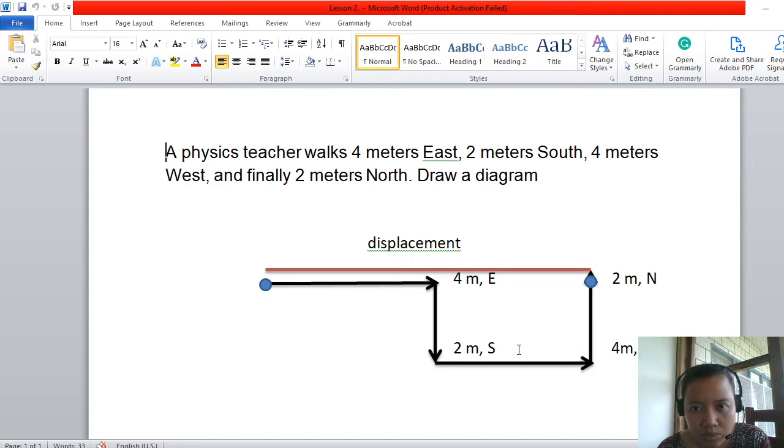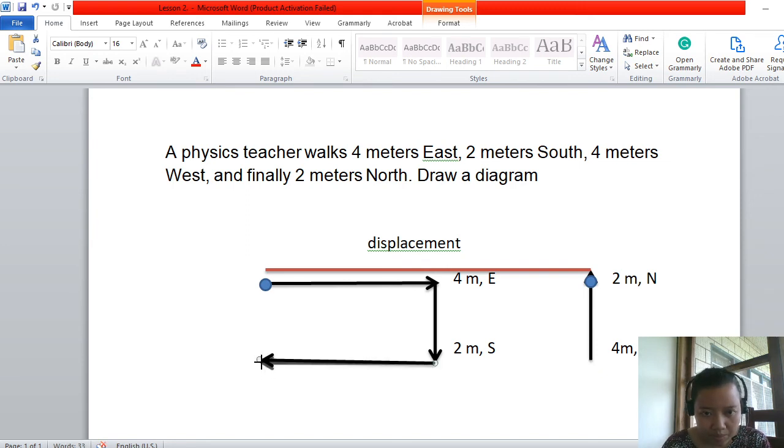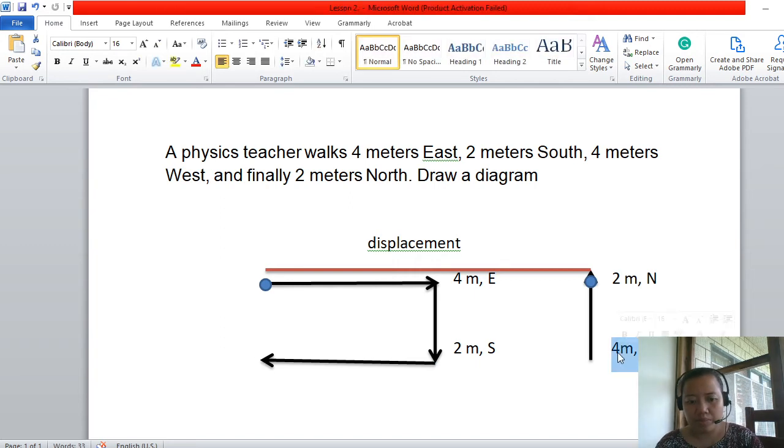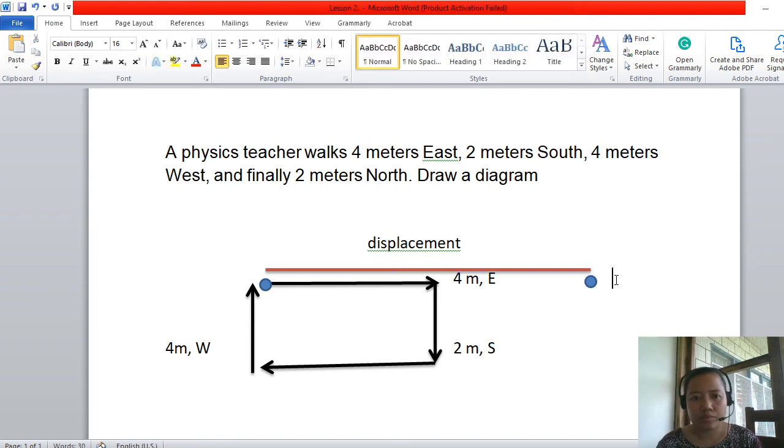4 meters west. So southwest, where is the west? The west should be here, no? This one. 4 meters west. What was it again? This is the west. Copy. Here. Okay, and then 2 meters north. Two meters north.